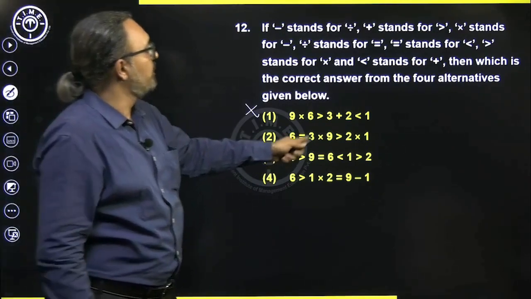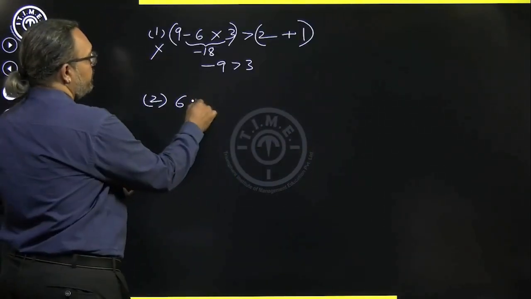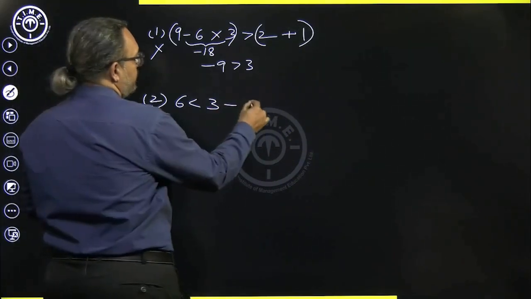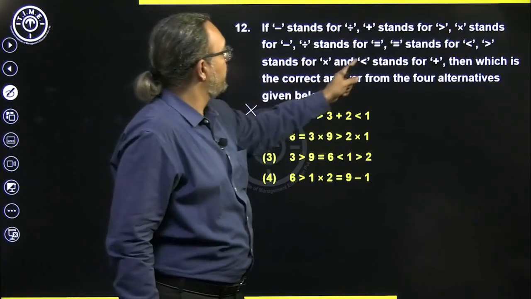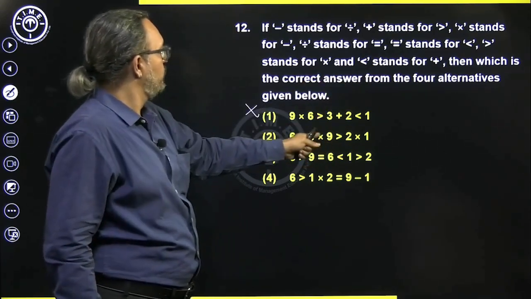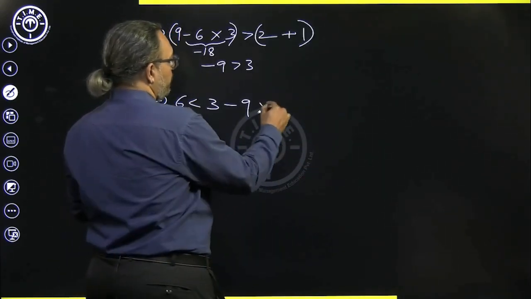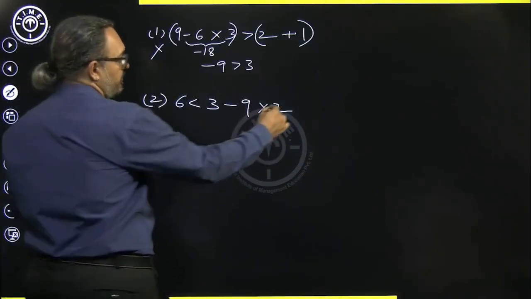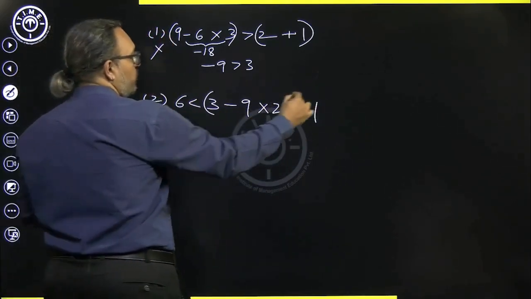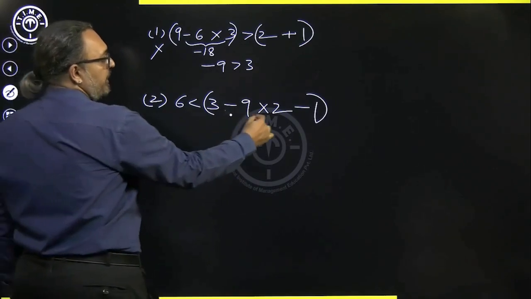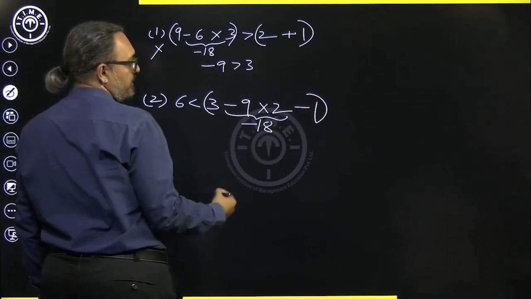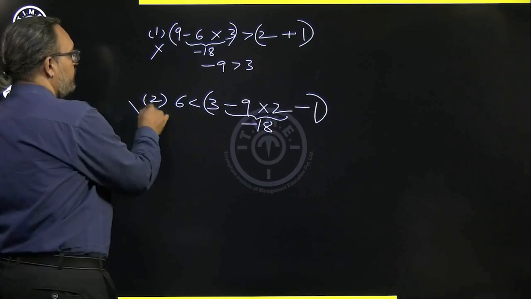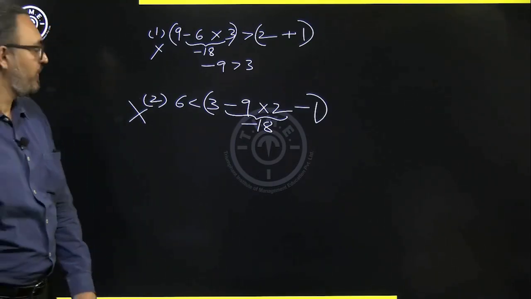Now in the second option, 6 equals, equals stands for less than. So 6 less than 3. Then you have into stands for minus, minus 9, then greater than 2, greater than stands for into, so into 2, and into stands for minus 1. So is this working? I need to see how much this value is. So basically here negative 18 and negative 1, so it is negative 19, and 3 minus negative 19 is negative 16. So obviously choice 2 also is not going to work, correct?